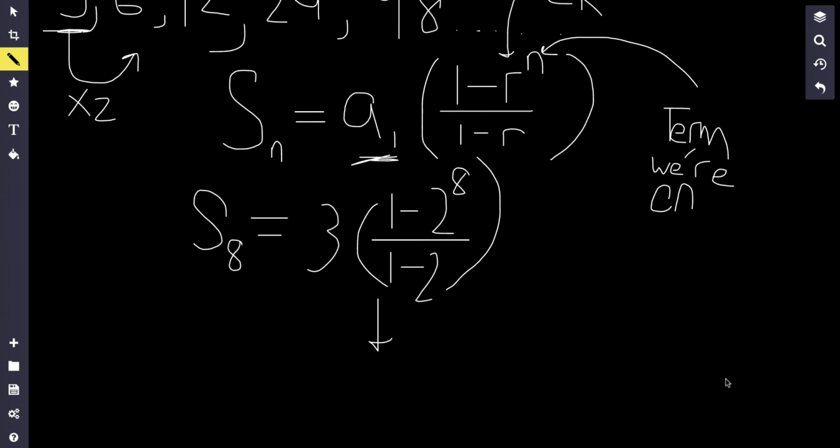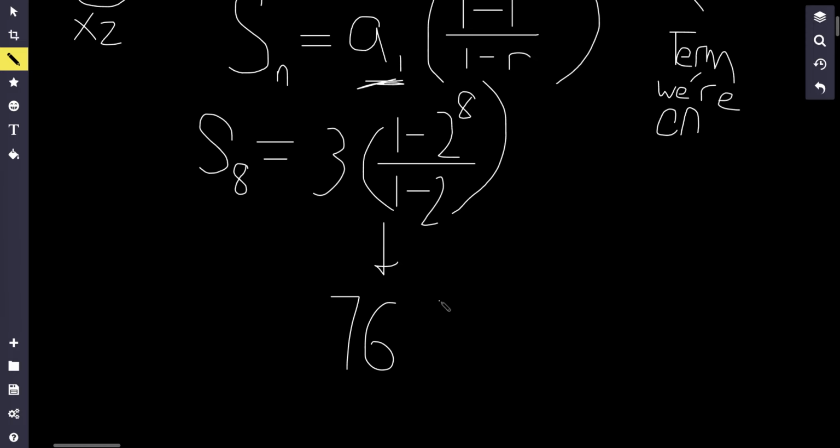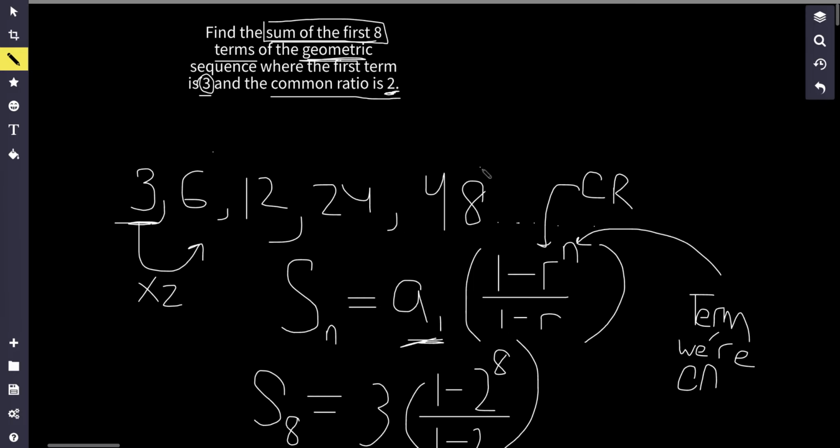And if you put this into your calculator, you're actually going to get 765. And yes, this is the correct answer. If you actually wrote out all 8 terms, so after 48, you're going to have 96.